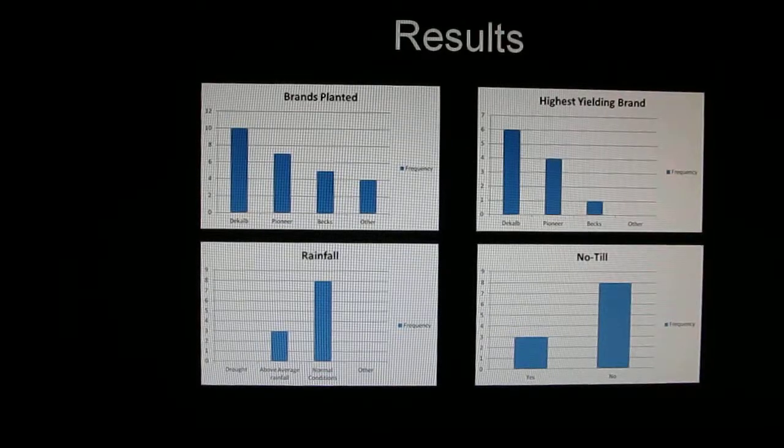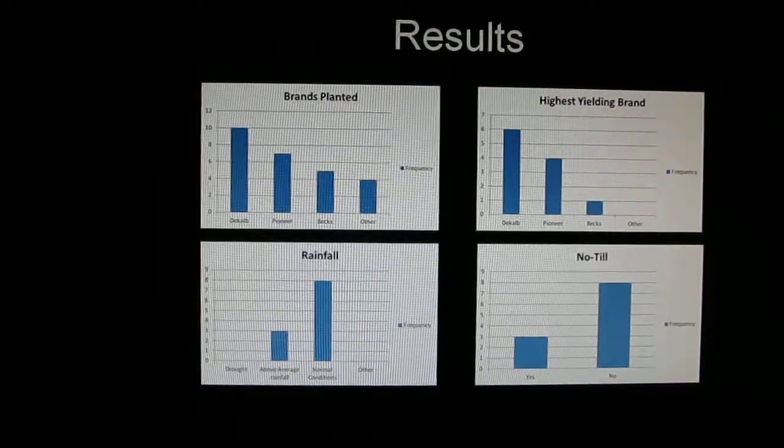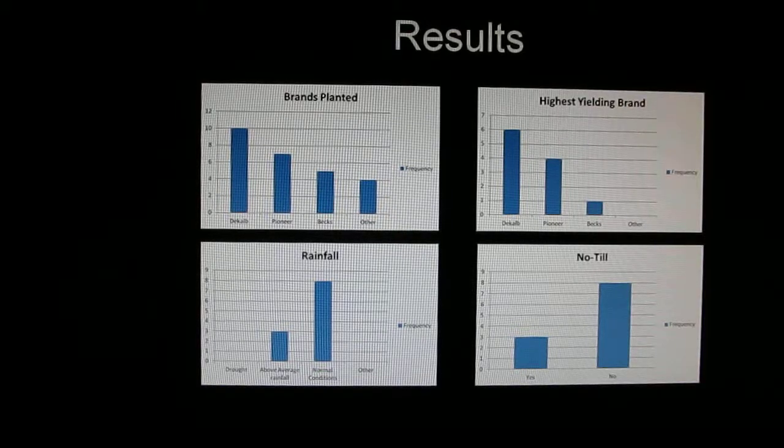In these charts, the chart on the top left shows which brands of corn the farmers planted. This chart shows that there were some farmers that planted more than one brand. The chart on the top right shows the highest yielding brand, which is DeKalb, with 6 of the respondents having DeKalb as their highest brand. The bottom left chart shows rainfall, where most of the respondents had normal conditions, and the bottom right chart shows that most of the respondents used conventional tillage instead of no-till.